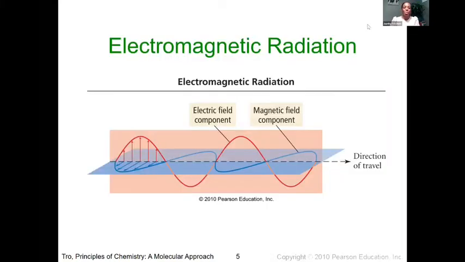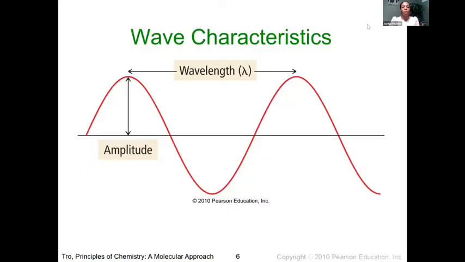Now, as I mentioned in the previous slide, light consists of those two perpendicular oscillating waves, the electric field and the magnetic component. But you can see that light does travel in a unified straight line direction when it is in motion. Now, if we look at the wave itself, there's some terminology we'll want to be familiar with that's going to be essential in the calculations we're going to be doing.